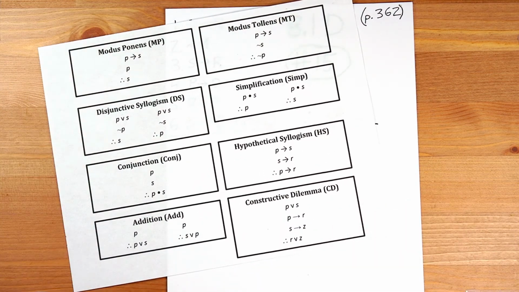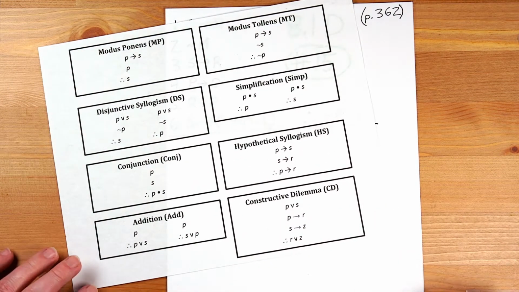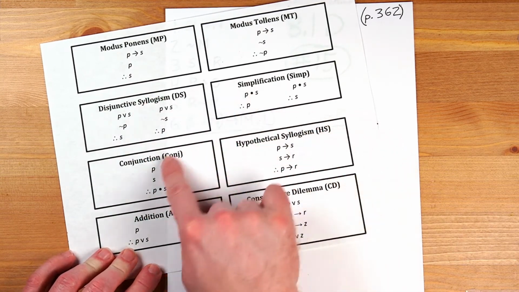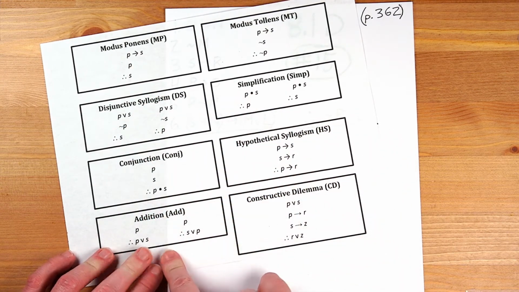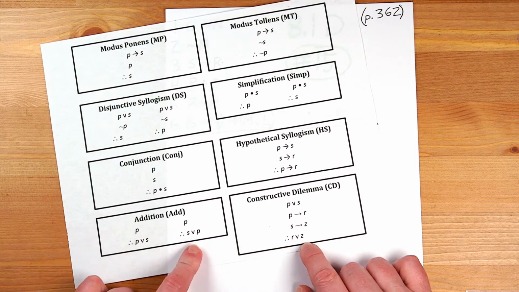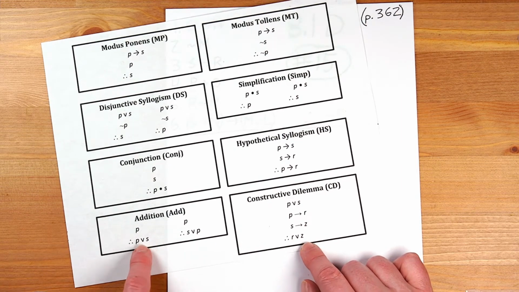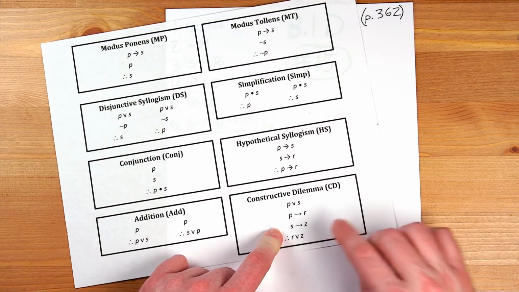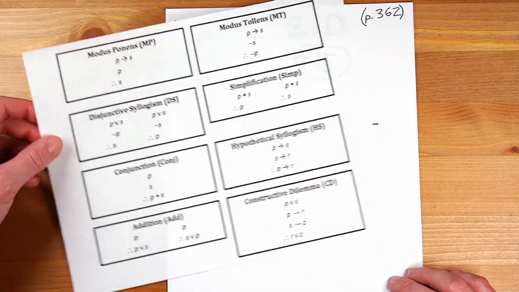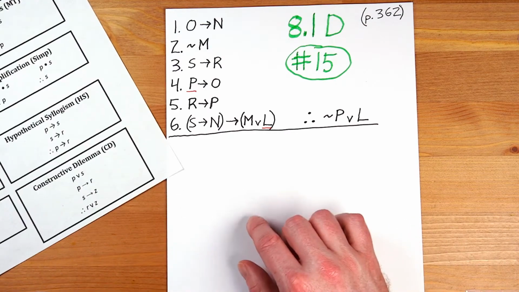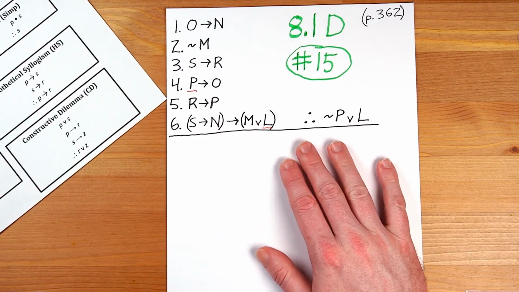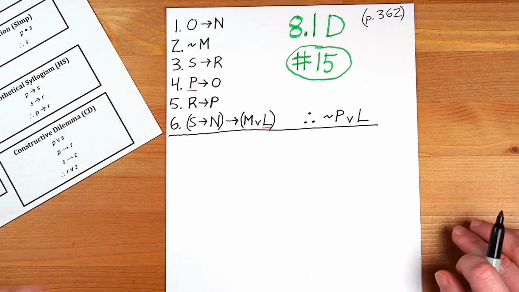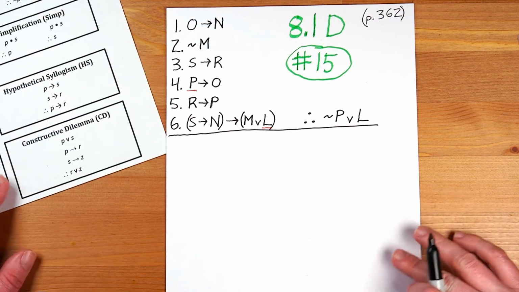What rules do we have that will result in a disjunction? We don't have many. In fact, it looks like we actually just have two. We have addition that results in a disjunction, and we have constructive dilemma that results in a disjunction. So probably in number 15, we're going to have to use one of them to get our final result. So what do we think we're going to use?